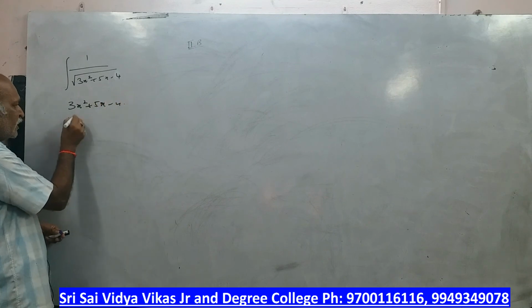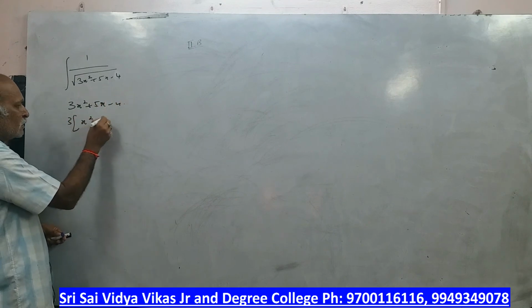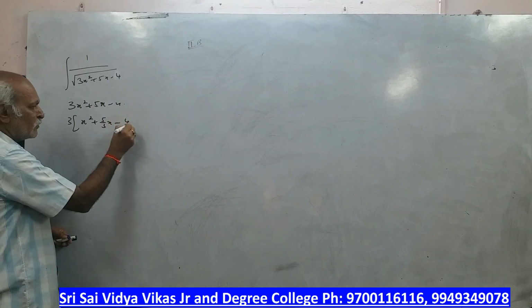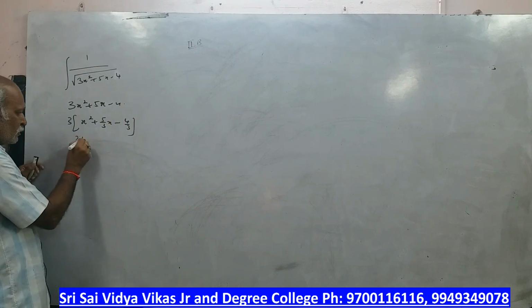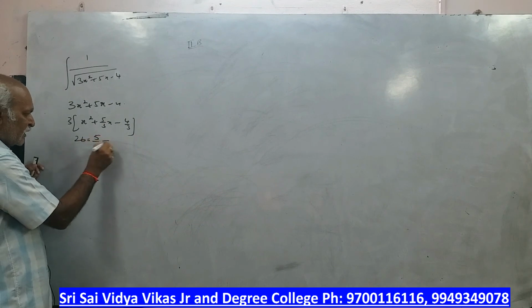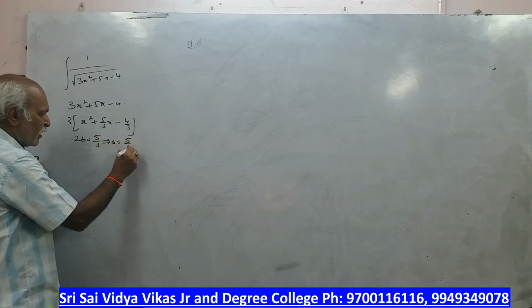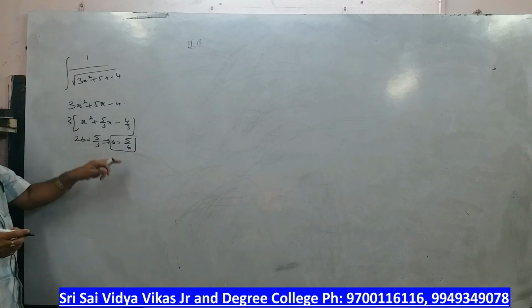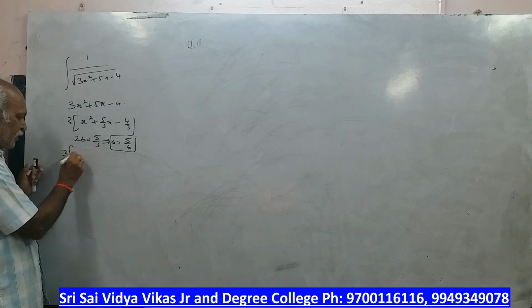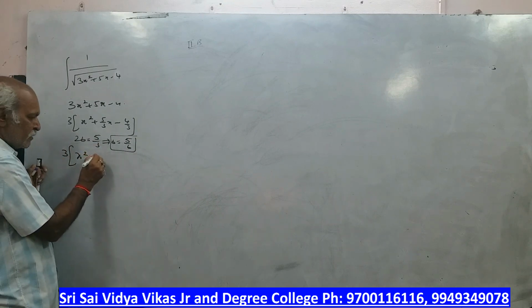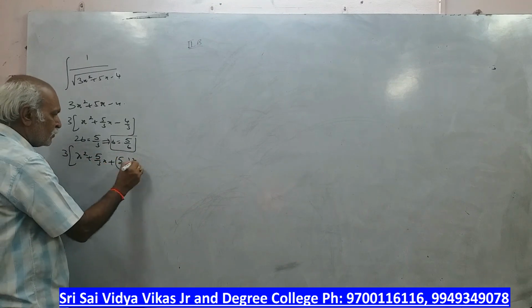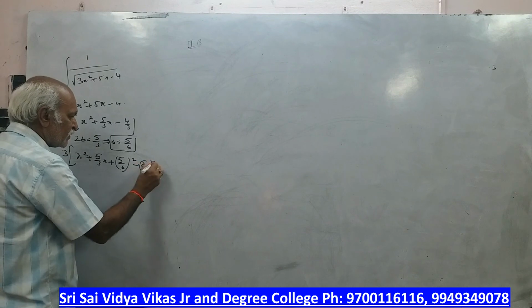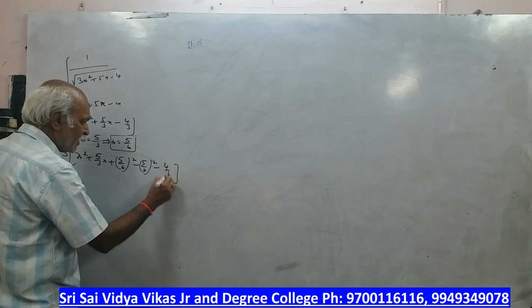Minus 4, 3 common: (5/3)x − 4/3. So 2b is equal to 5/3, as we saw yesterday. What is the b value? 5/6, so I have divided. So what will happen? 3 into [(x² + (5/3)x + (5/6)²) − (5/6)² − 4/3].